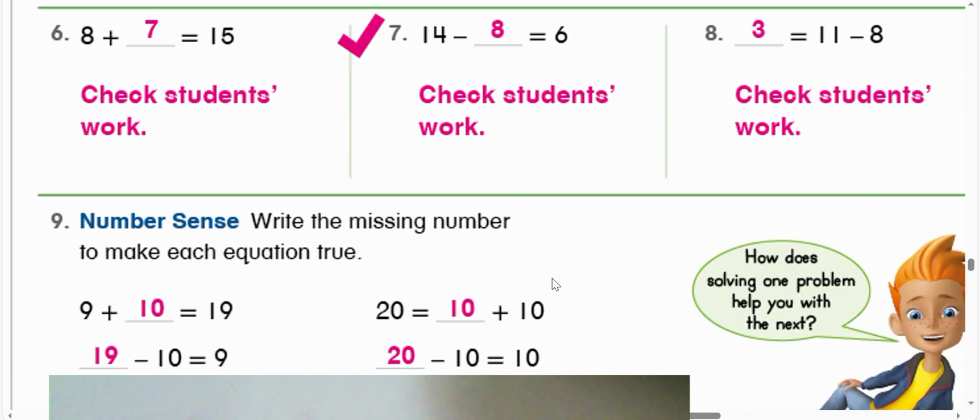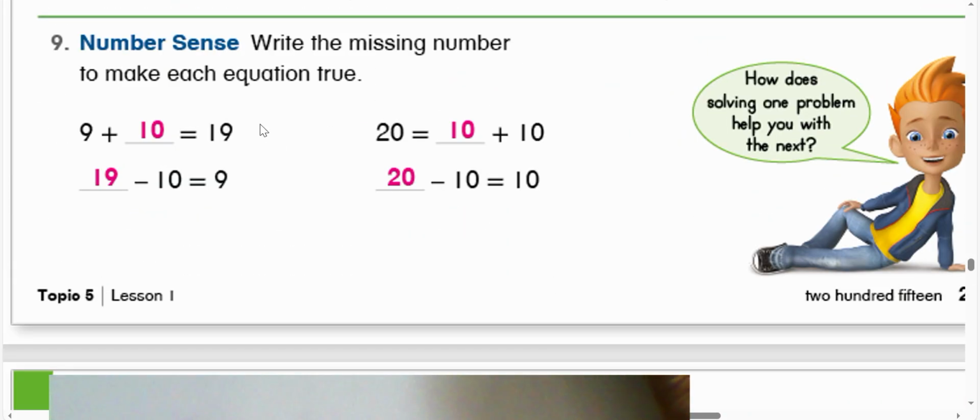Look at the next question. 9 plus what equals 19? 19 minus 9 equals 10. 9 plus 10 equals 19. 10 plus 10 equals 20. Then 20 minus 10 equals 10. 19 minus 10 equals 9.